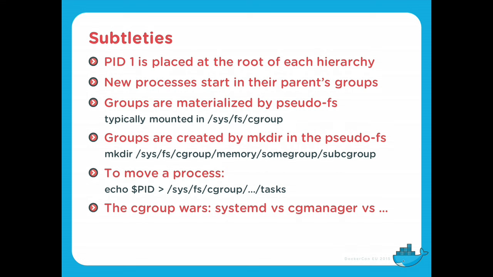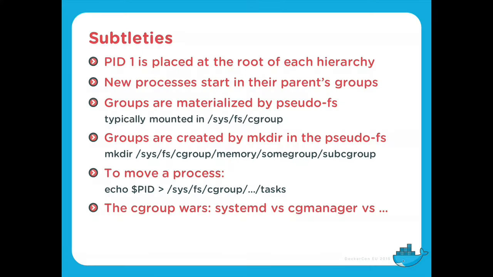Subtrees. So the first process that you create on the machine, basically init or systemd, is created at the top node of each cgroup. And then when a new process is created, it's created in the same group as its parent process. So basically if you do nothing special, all the processes are in the same cgroup.